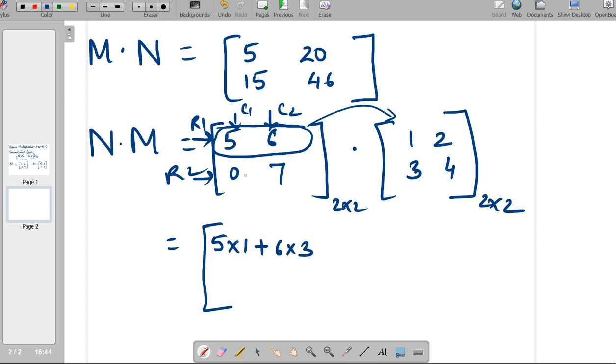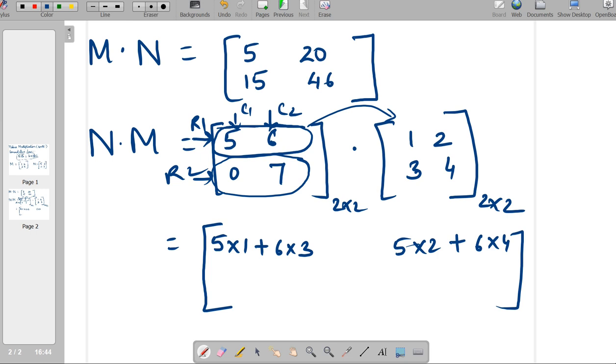Now first row of the N matrix and second column of the M matrix. So now 5 again will be multiplied by 2 and 6 will be multiplied by 4. Now the job of the first row is done, and you move on to the second row. This second row will be multiplied by the first column, so 0 into 1 plus 7 into 3. Then you will have 0 into 2 plus 7 into 4.